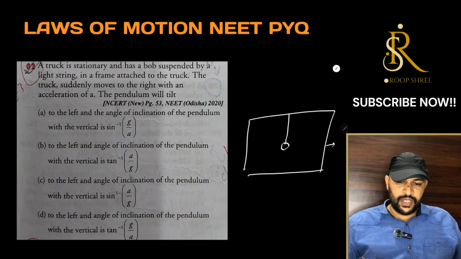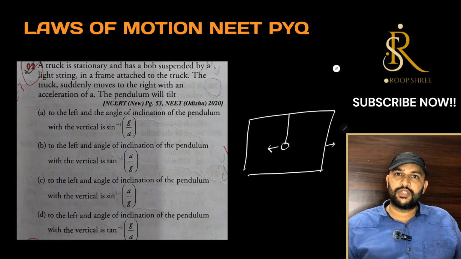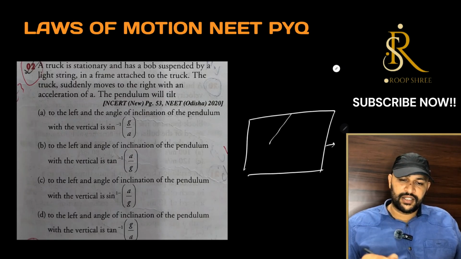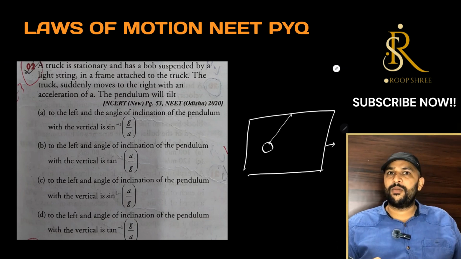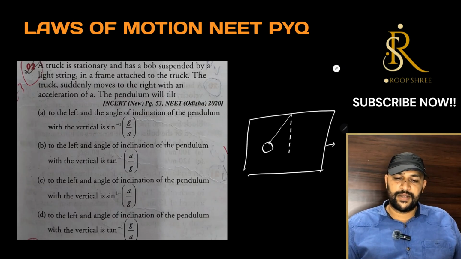The truck is moving in the forward direction. In which direction the bob will experience a force? Sir, of course, backward direction. Pseudo force if you have done, right? So let's assume at any instant the bob is like this. At any instant the bob is like this, and this is the vertical initial position. Because of the inertia, the bob will go on the left hand side, correct?